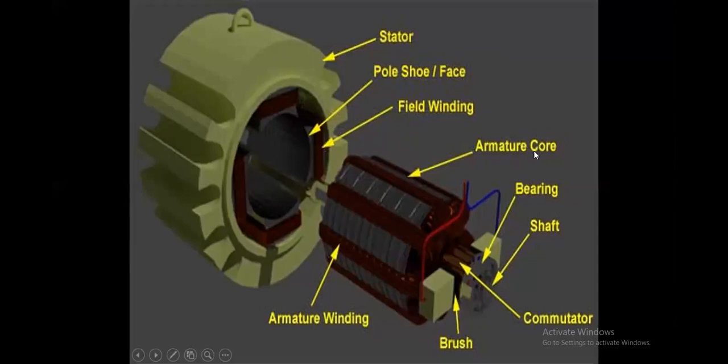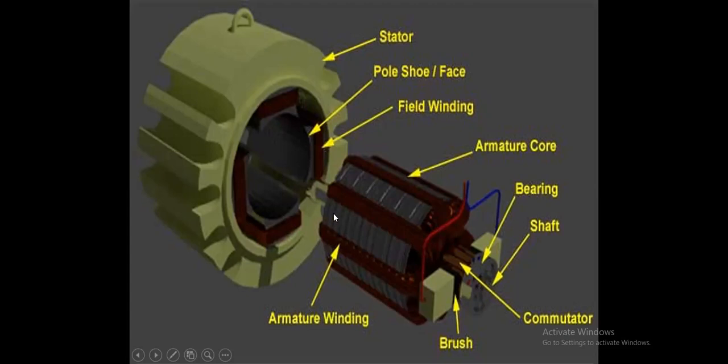And this is the armature core. This is the whole armature. These are the slots in which the winding can be placed, and these are the carbon brushes. You can see carbon brushes, number one brush and number two brush. One is for positive and another one is for negative because it is in DC.